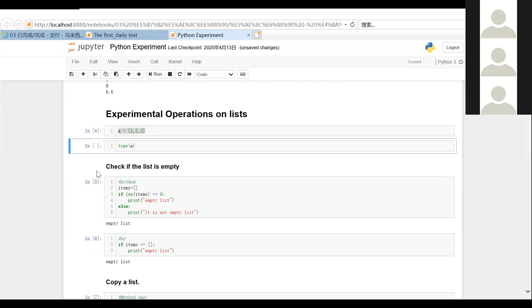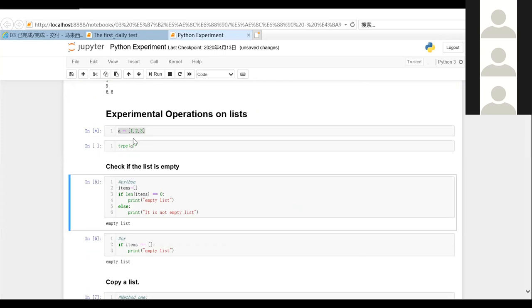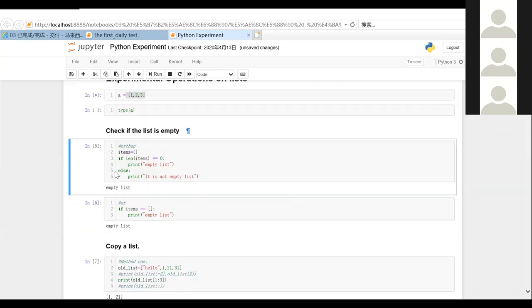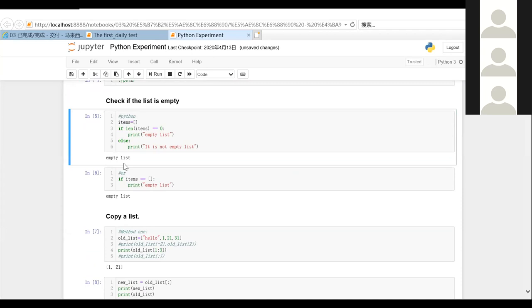We can use the list function to define a list. And we can use expressions like this, the square bracket, to define a list. And here this cell is an example to check if the list is empty or not.